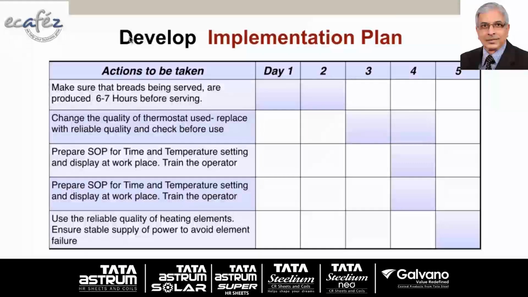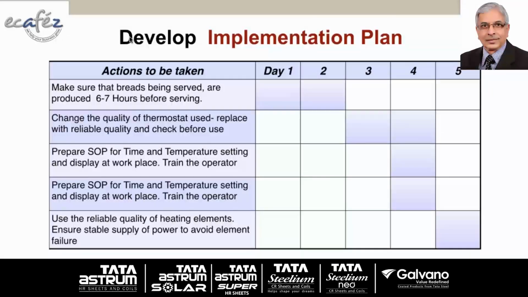So now, after the solution is found, then you have to make an implementation plan. How it works: make sure that breads being served are produced within 6 to 7 hours. Just in 5 days, you have to solve this problem. So here the schedule was made: what action is to be taken, and when, what date, and by whom. So the first is breads are served and used within 6 to 7 hours.